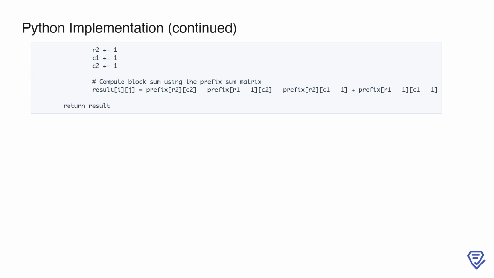Once all elements have been processed, the function returns the result matrix, which contains the block sums for the entire input matrix. This approach leverages the efficiency of prefix sums to compute block sums in constant time for each element, resulting in an overall time complexity that is well suited for large matrices.